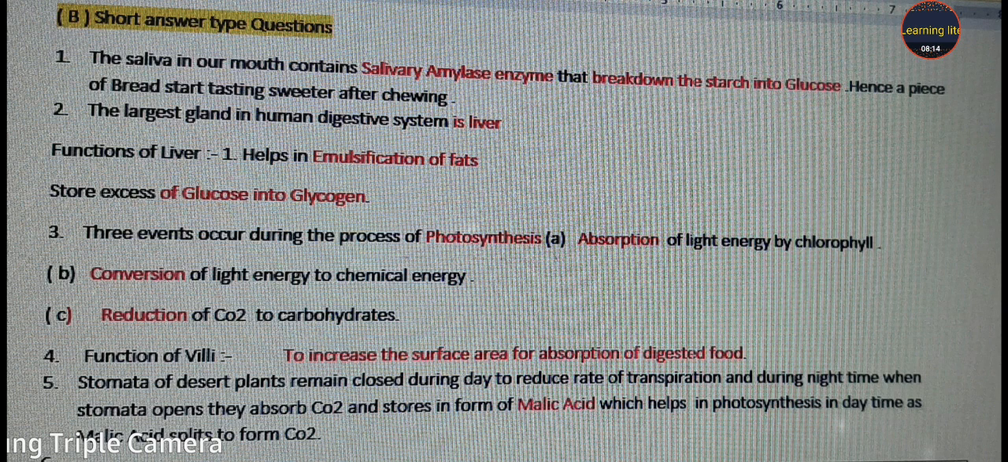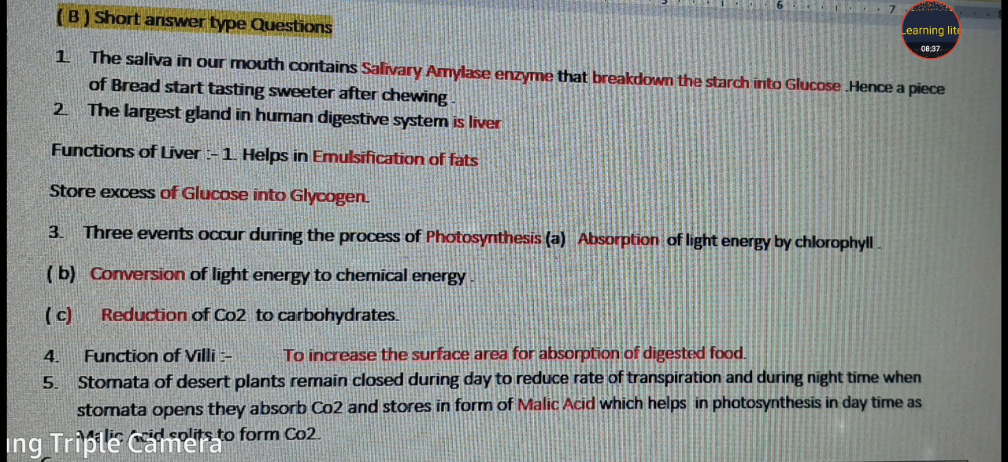First, why does bread taste sweeter? The answer is because saliva in our mouth contains salivary amylase that breaks down the starch into glucose. Second, name the largest gland. That is the liver, student. It helps in emulsification of fats, stores the excess glucose as glycogen, and also secretes bile juice.